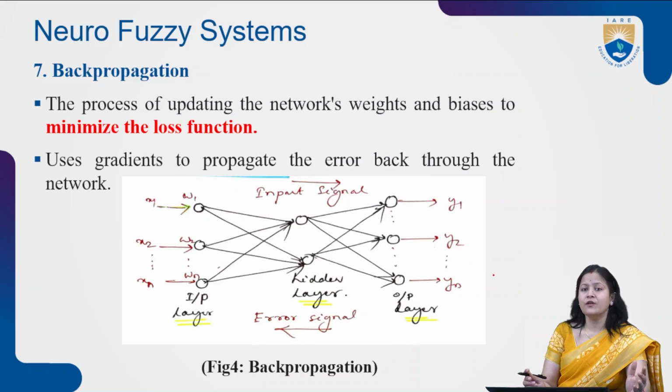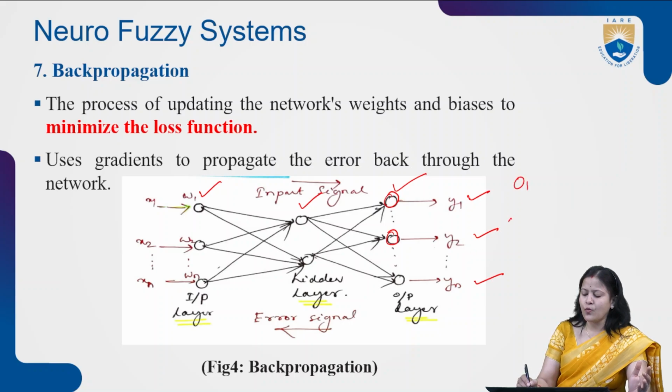This is the picture of the neural network. So this is the input layer, this is the hidden layer, and this is the output layer. At the output layer, we are getting the output y1. At this neuron, we are getting y2 and yn. And suppose our targeted outputs are o1, o2, and on. If they do not match, then the error will be propagated in the reverse direction. That is why I have given the signal over here. That terminology is called backward propagation.